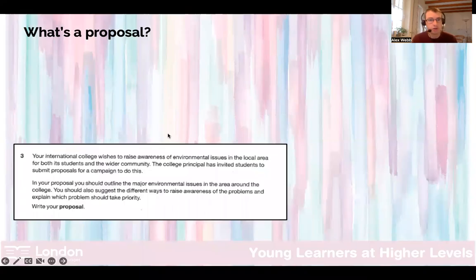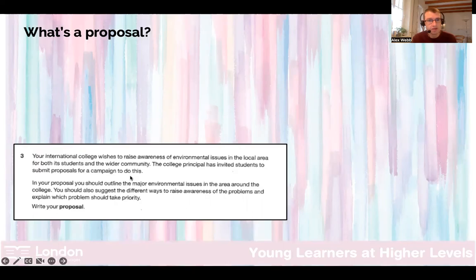Another potential issue is students not knowing what the writing task is or how to deal with the writing task. So this is an example of a C1 writing task. Students have to write a proposal. I tell a 14-year-old to write a proposal. What's a proposal? Okay, they have no idea. Okay, and so what can we do to kind of help students in this situation?